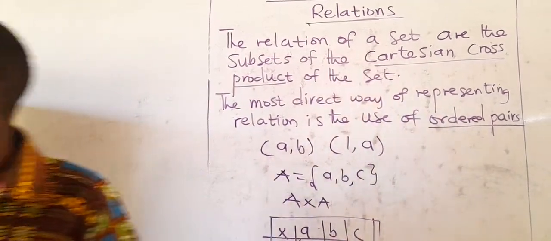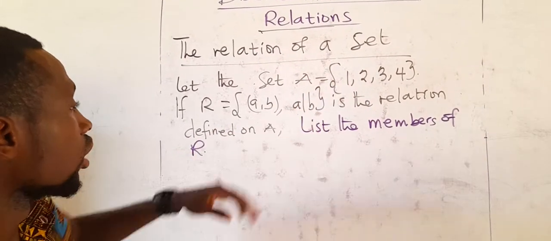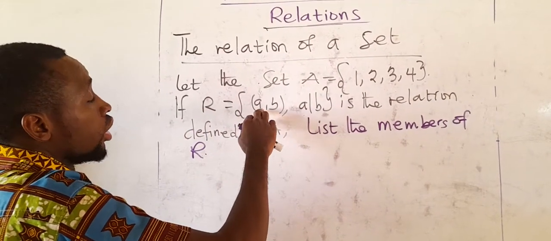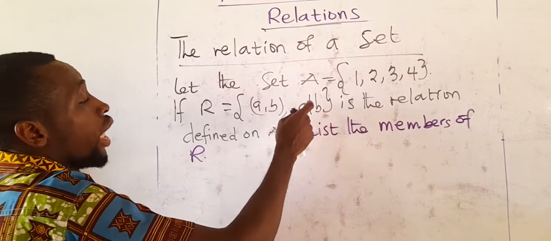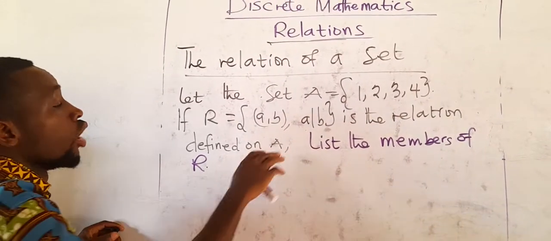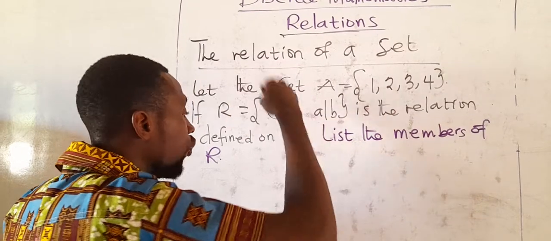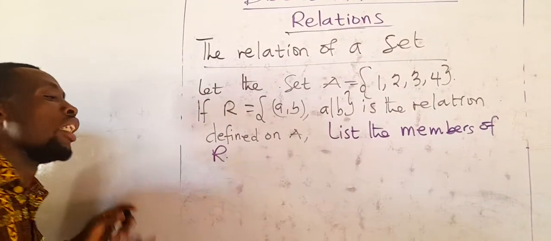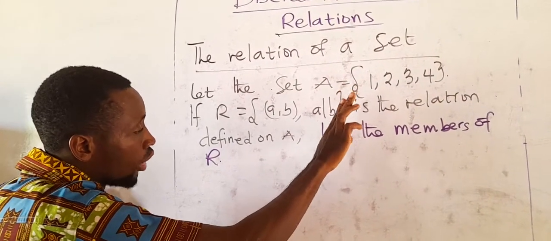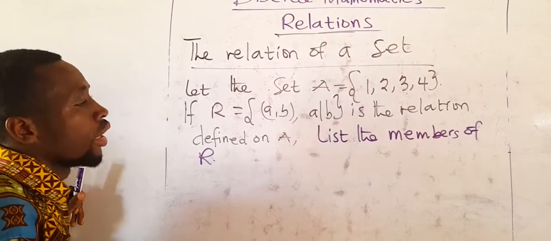Okay, so how can a relation be defined on a set? Let's see how it works. They say, let the set A be this. If R is a relation with the ordered pair (a, b), where a divides b, so R is defined on the set A, then we are asked to find the members of R. If R is the relation defined on the set A, list the members of R. So what does it mean? This simply means a divides b. That means if you take an ordered pair, the first number divides the second without any remainder.